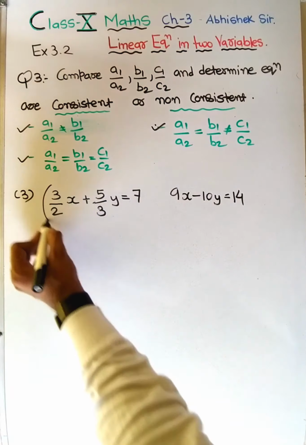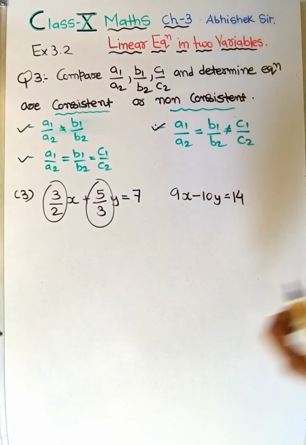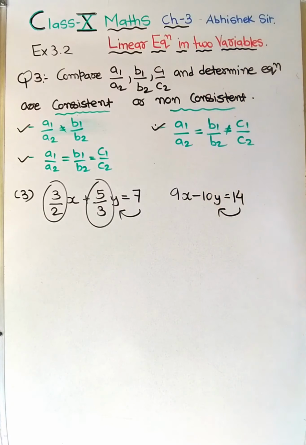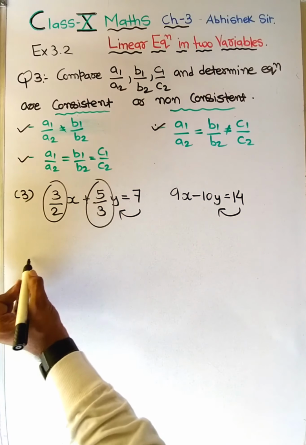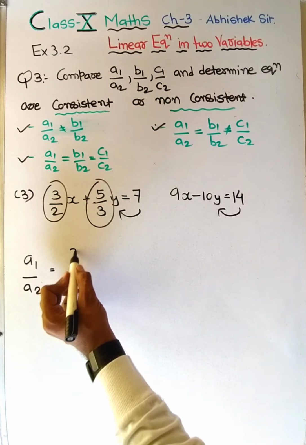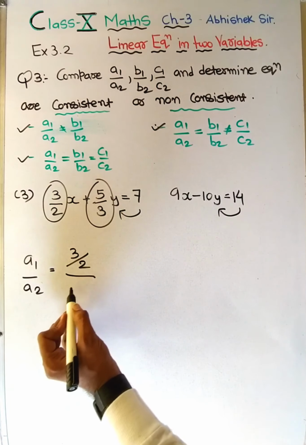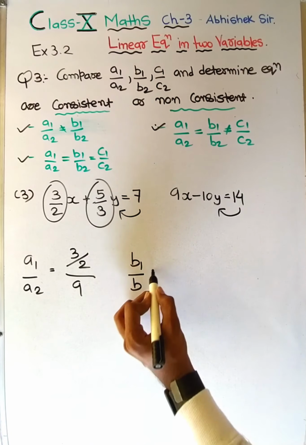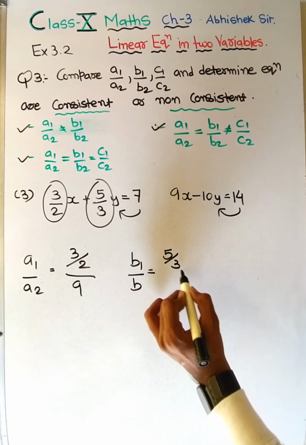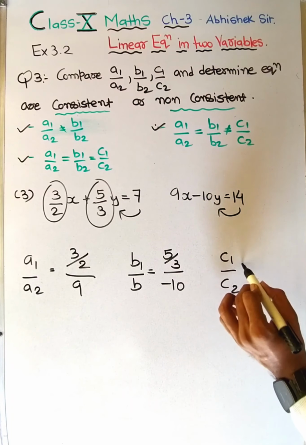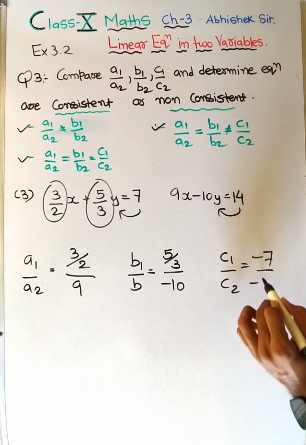So 3 by 2 will become A1, 5 by 3 will become B1, and 7 on this side, also 14 on this side, right? So that is how they will be in normal form. Now let us see what A1 by A2 is. Over here it is 3 by 2 upon A2, which is 9. B1 by B2, here 5 by 3 upon minus 10, and C1 by C2, here is minus 7 upon minus 14.